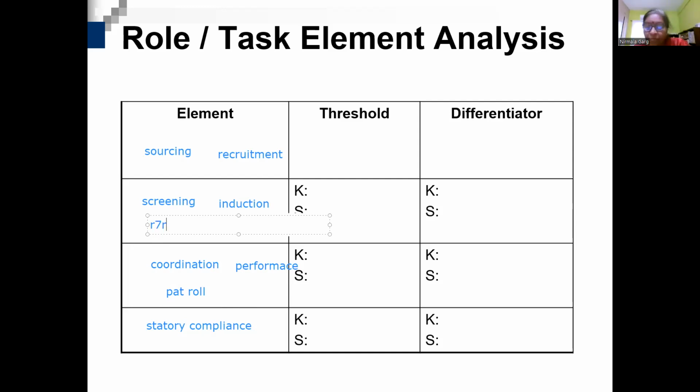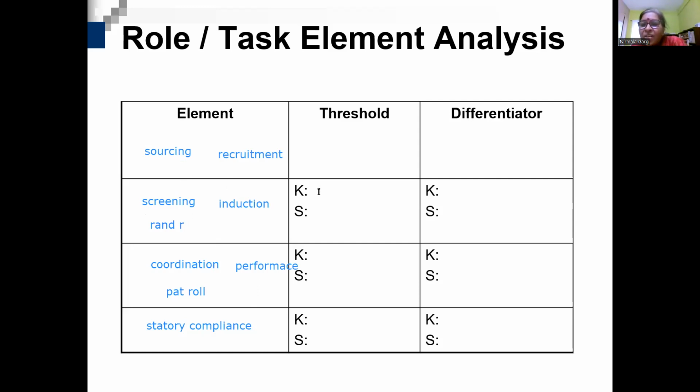What is happening here? R and R, talent management. So have you understood what is a job element, everybody? Because Anish did not understand. Now you understand what job elements are. Once you have an understanding of the job elements, and from where did we get them? From the job description.